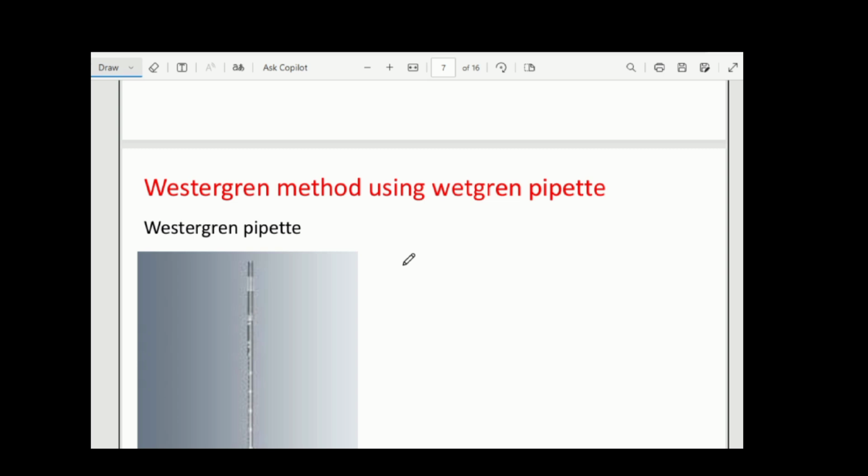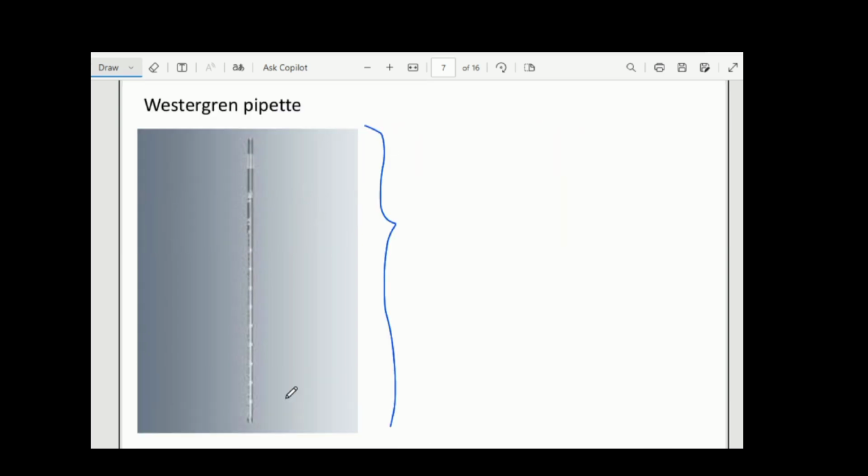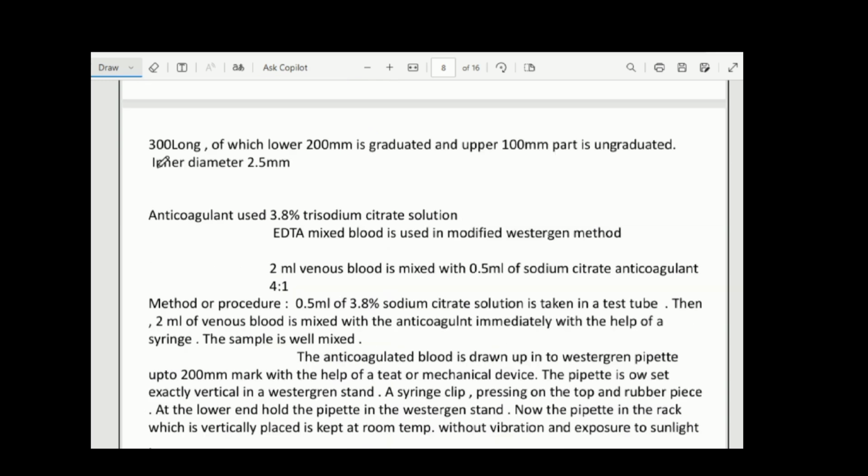So what is a Westergren pipette? This is known as the Westergren pipette. Why is it called a pipette? Because in this tube both ends are open. A tube having both ends open is called a pipette. Now what is the description of this pipette? It is 300 millimeter long, of which the lower 200 is graduated and the upper 100 is ungraduated. The diameter is 2.5 millimeter.